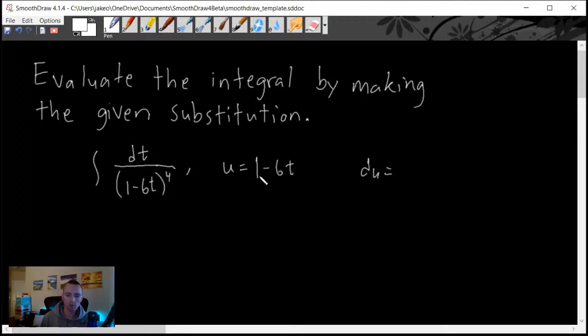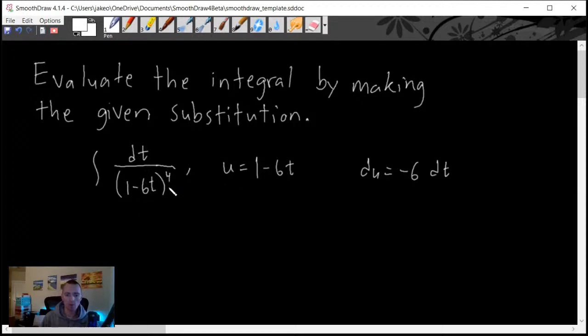The derivative of a constant is always going to be 0, and the derivative of minus 6t is just minus 6. Then when we take the derivative with respect to t in these U-substitution problems, we need to add on a dt as well, so du equals minus 6 dt. Now we want to rewrite our integral in terms of u and du instead of t and dt.